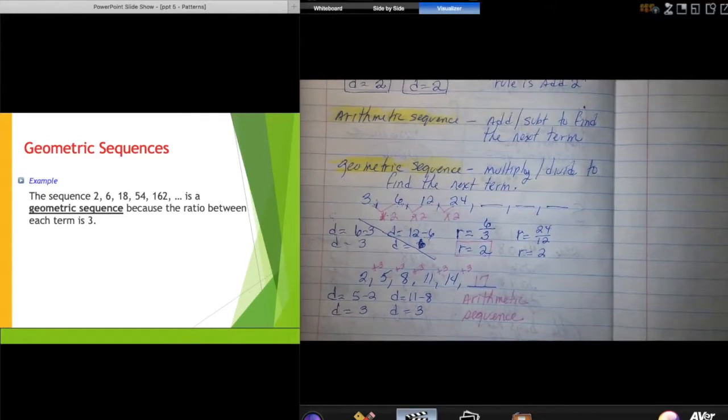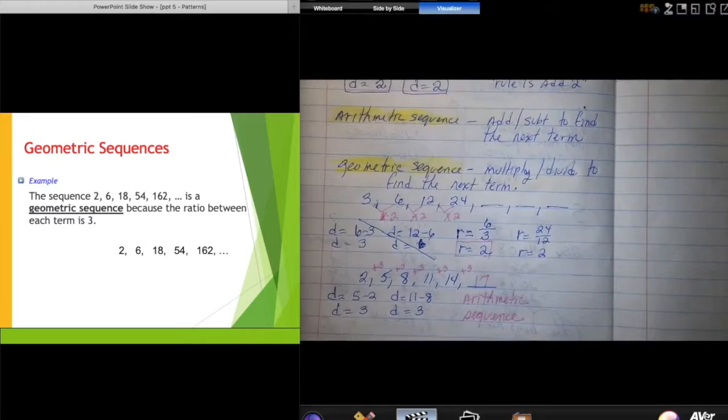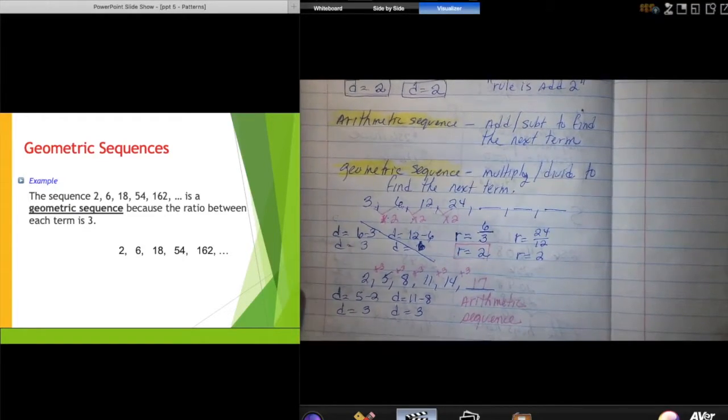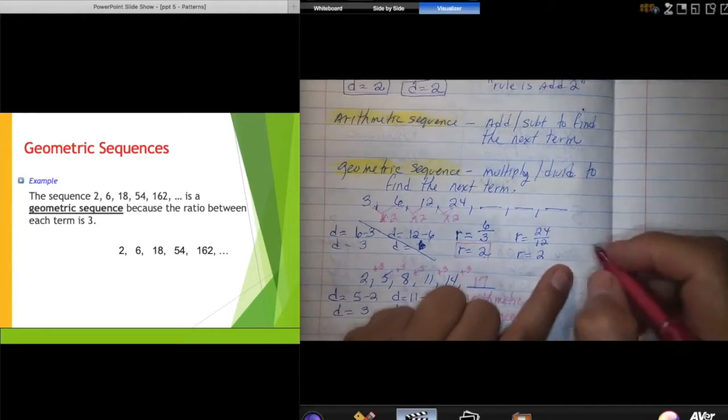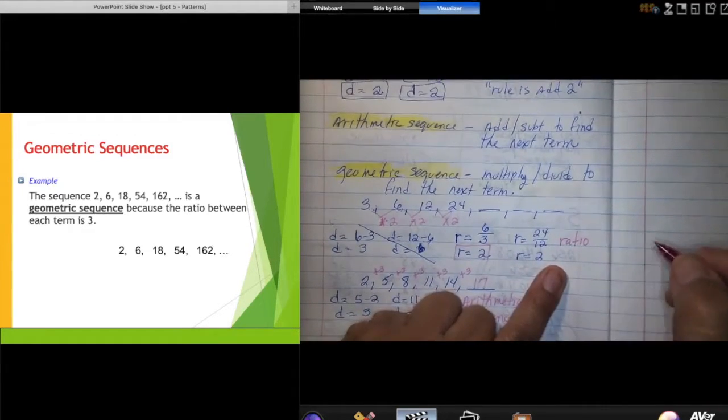Geometric sequence, we've looked at that example already. And we call that number that you're multiplying the ratio. So where's our example? Here we go. This is called the ratio, and d is called the difference.